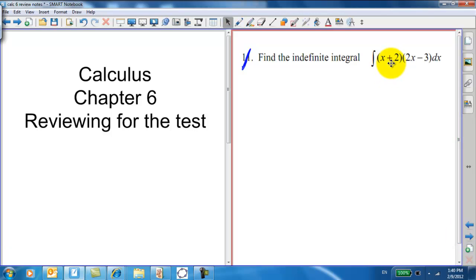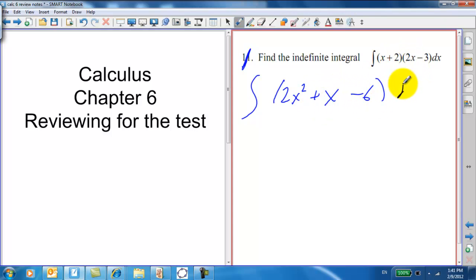Well, the first thing I see is that it's factored, and that's not going to help us with the indefinite integral. So I'm going to expand it out and say the integral of 2x squared. That's the first. Outer would be minus 3x and 4x, so that'd be plus x minus 6 dx.